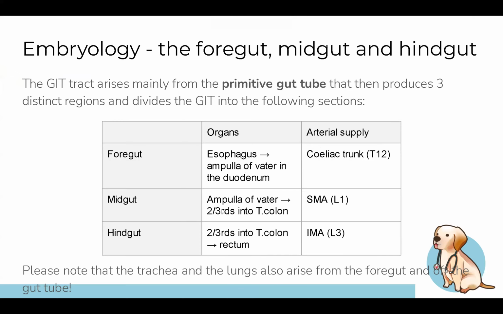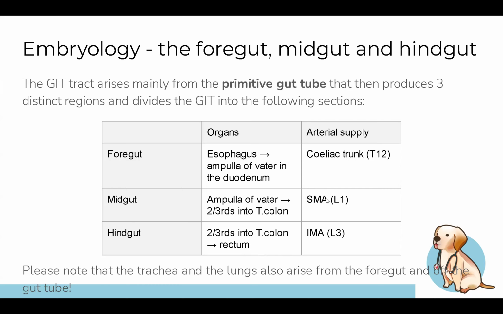The midgut, so all the organs in the midgut, for example the jejunum, the ileum, the ascending colon, are all supplied by branches of the SMA, the superior mesenteric artery. And then the hindgut, essentially your descending colon and your rectum, are all supplied by the IMA, the inferior mesenteric artery. The numbers and letters and brackets are just the vertebral level.